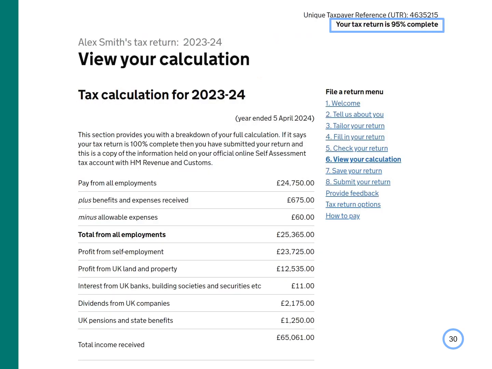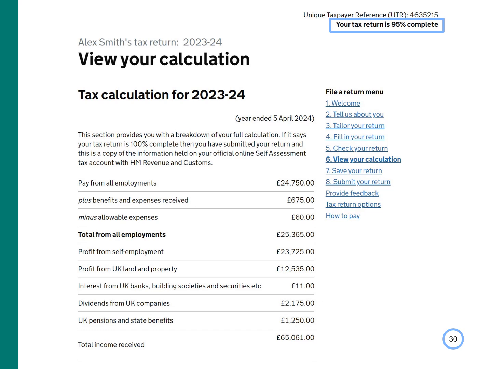Selecting that link shows your full tax calculation. This is known as an SA302. It gives a detailed breakdown of how your income tax has been worked out based on the figures you've entered. Please note at the top right, it shows that your tax return is 95% complete. This means it hasn't yet been submitted, after which it would show as 100% complete.